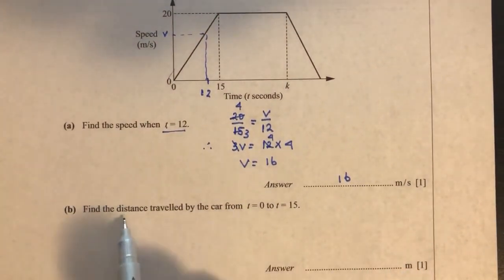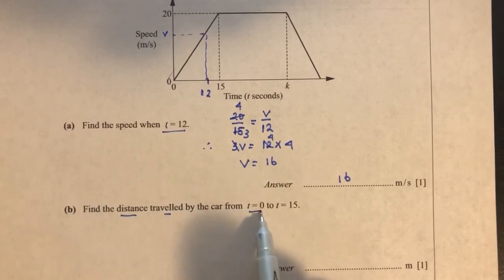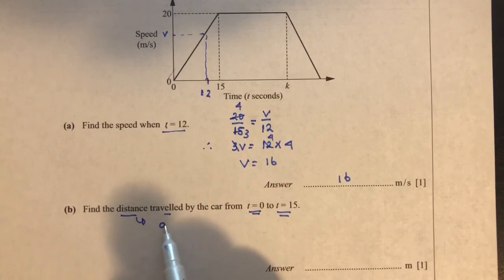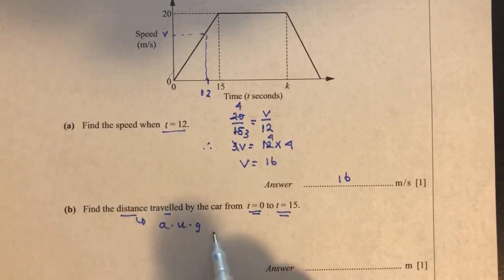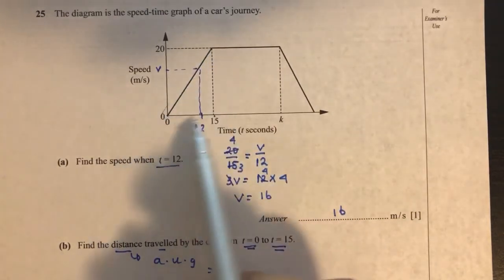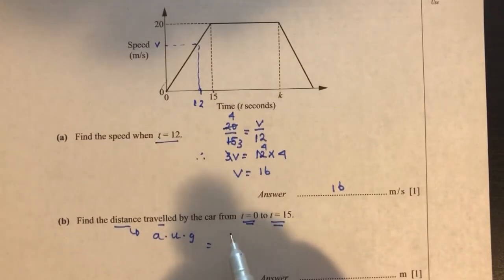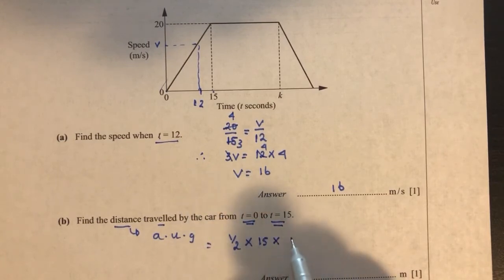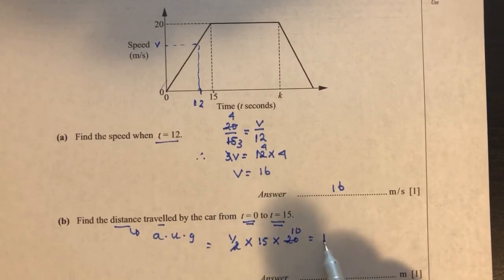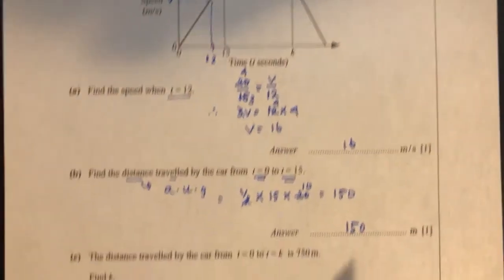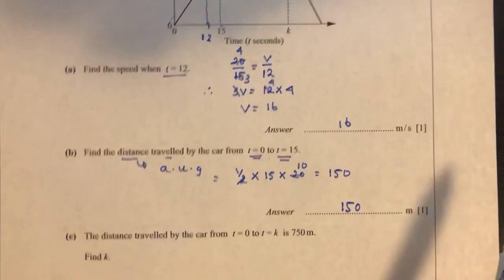Part B, find the distance traveled by the car from t equal to 0 to t equal to 15. So distance traveled is area under graph. As you can see, t0 to t15, it is the area of triangle, which is half times base, which is 15, and height, which is 20. So simplify, we have 15 times 10, which is 150. Answer, 150 meters for t0 to t15.